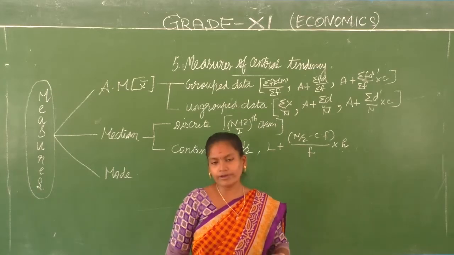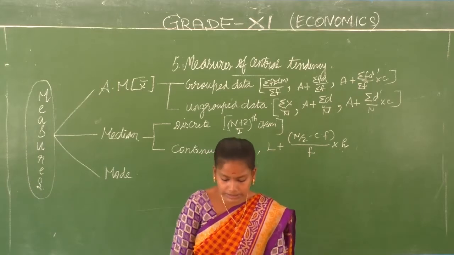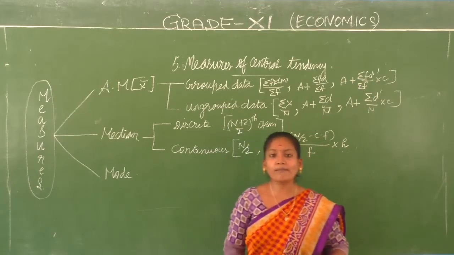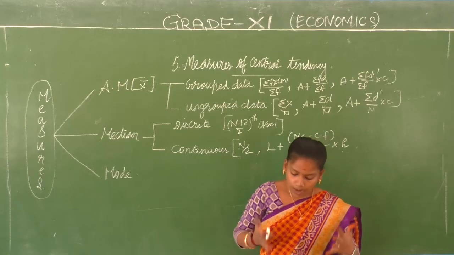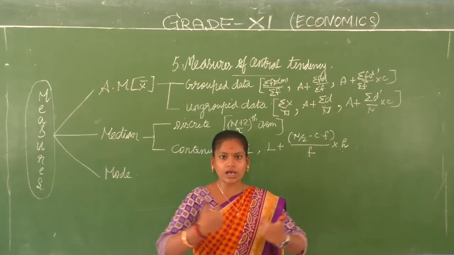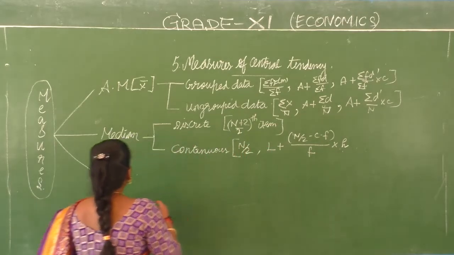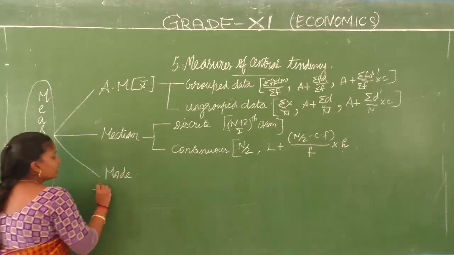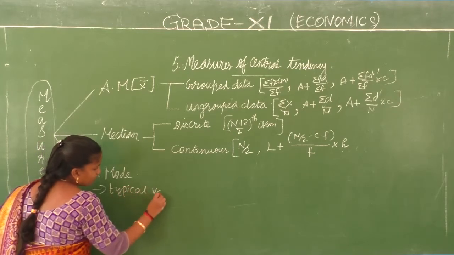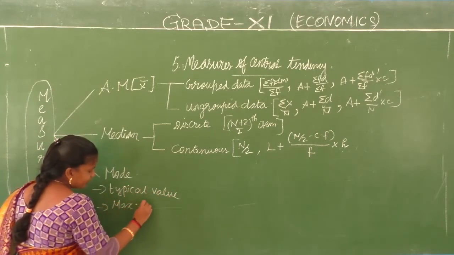Now what are we going to do? We are going to discuss mode. The third thing, that is the mode. What are we going to do with mode? It is the most typical value of a series or the value around which many items are there. The concentration of items is the mode. So what actually is mode? It is a typical value. It has the maximum concentration of items.